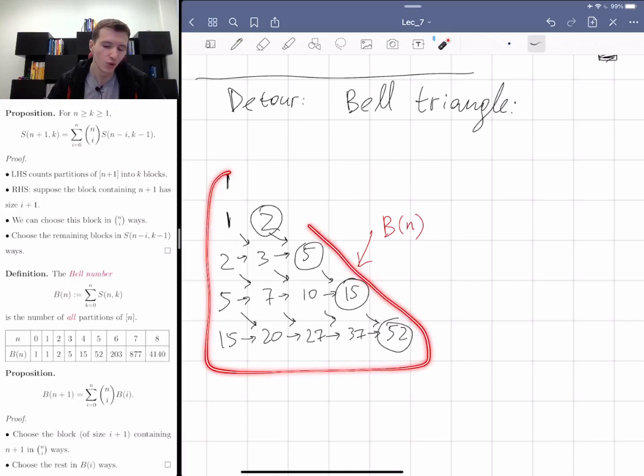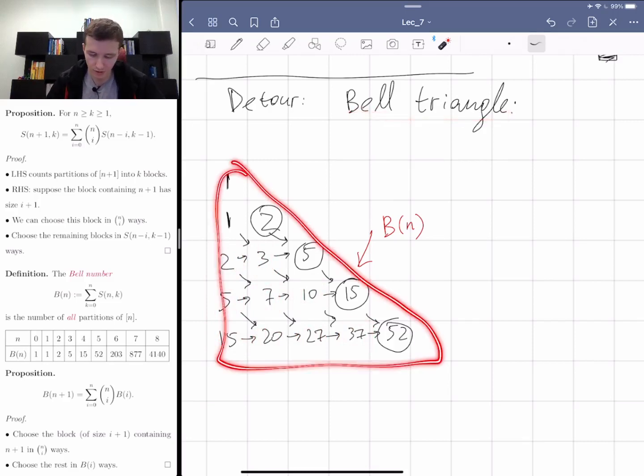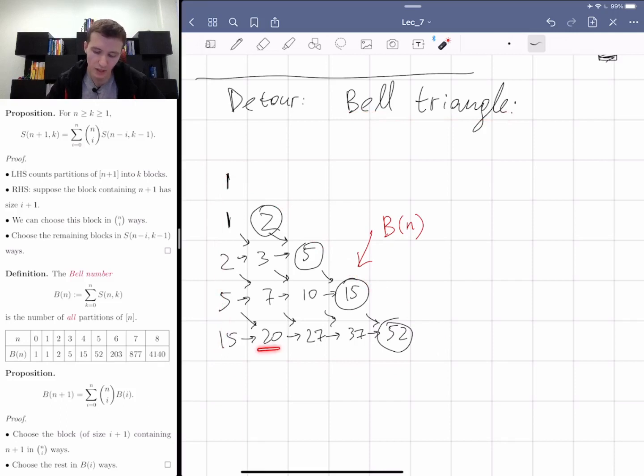And you may wonder, what is the combinatorial interpretation of these numbers? And that's actually slightly complicated. You can Google it. Just Google Bell triangle, and then you're going to see some combinatorial interpretations. But those are actually not entirely natural objects. But you get these Bell numbers on the diagonal.